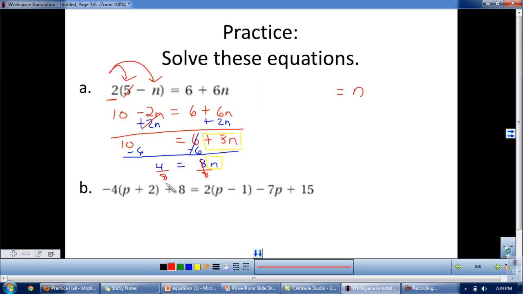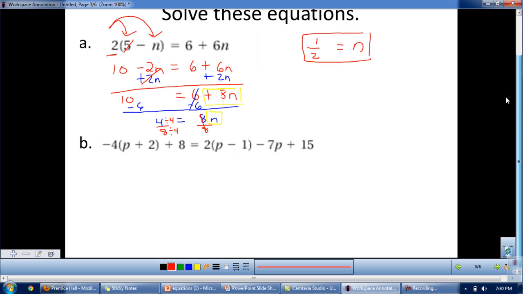Let's not use the calculators. Let's see if we can simplify this fraction. What number goes into both 4 and 8? Right, 4 goes into 4 and 8. So 4 divided by 4 is 1, over 8 divided by 4, that is 2. So our solution is n equals 1/2. Alright?